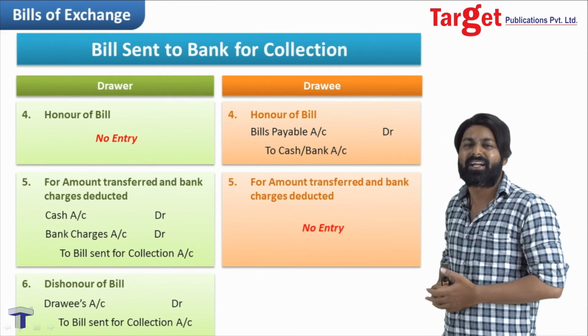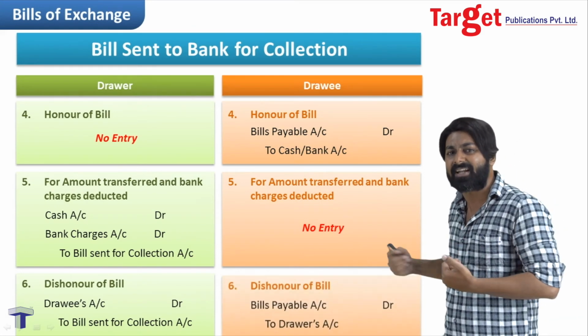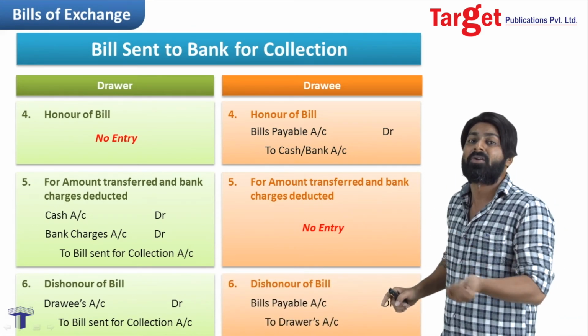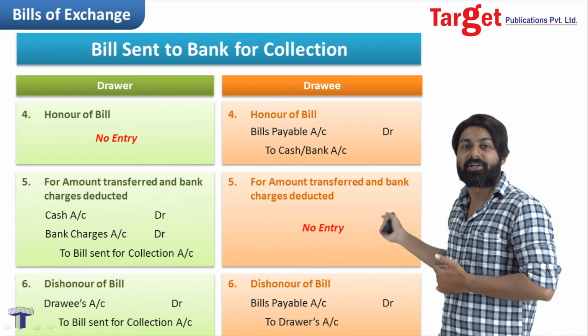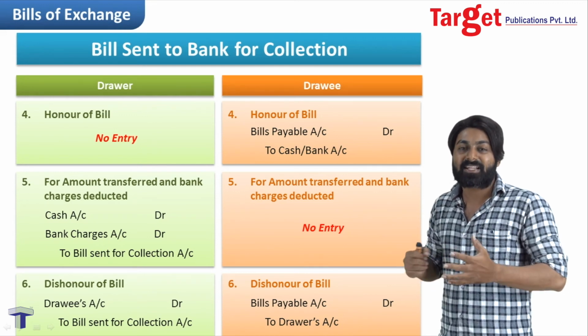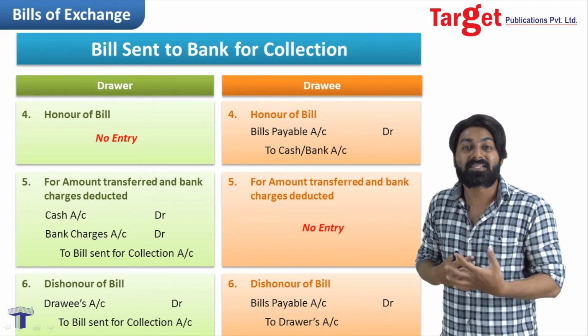Here in the books of drawee the entry remains same. That is bills payable is coming in, and who is giving ultimately to drawee? Drawer. So bills payable account debit to drawer's account. So these are the entries for the case bill sent to bank for collection.